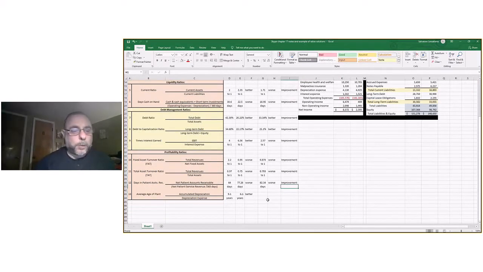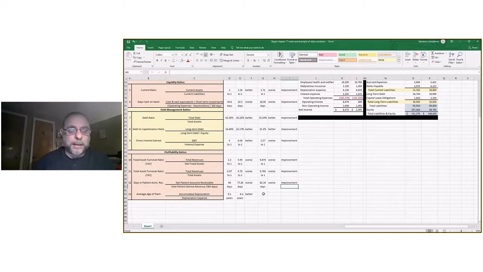And then finally, your average age of plant, basically trying to figure out how old your assets are. The industry is about 9 years old, is their equipment. Ours is about 6 years old, so pretty young compared to the industry. So that's definitely better. So in this case, smaller is better.